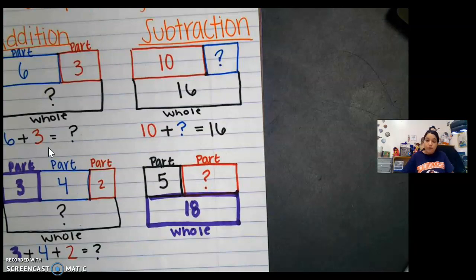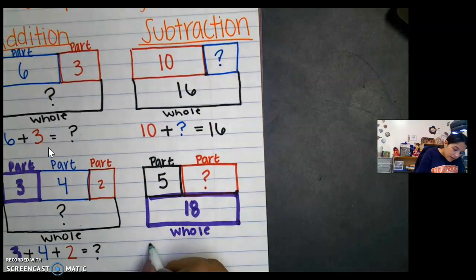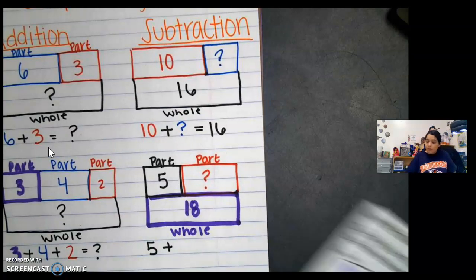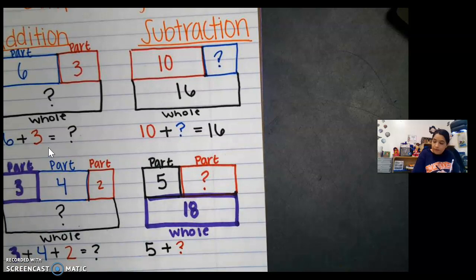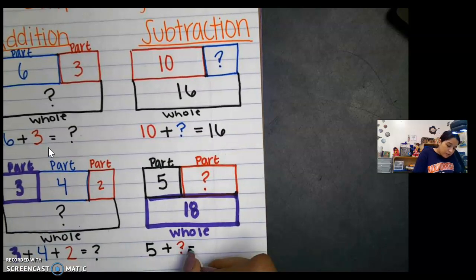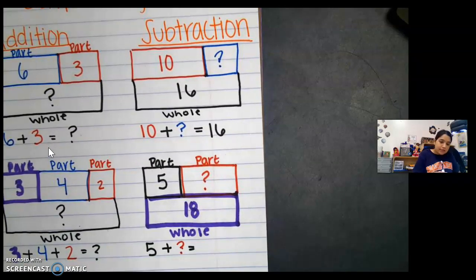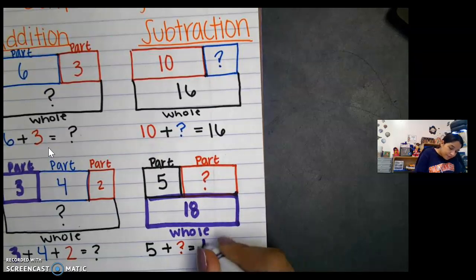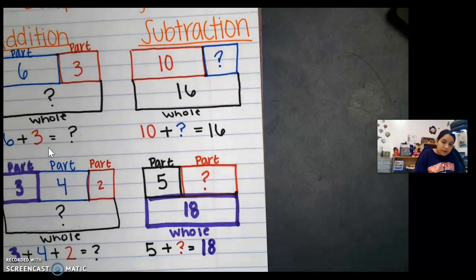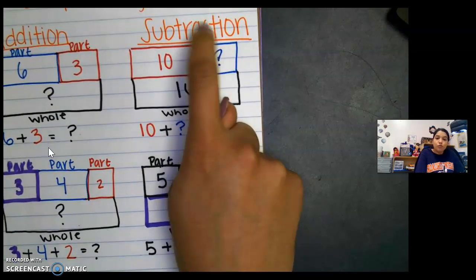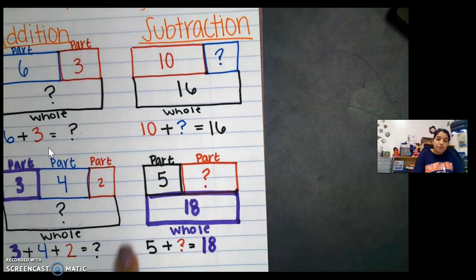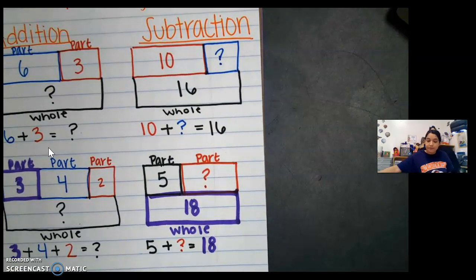So with our number sentence, we have 5 plus our mystery number, which we were able to solve, equals 18. So whenever we have our missing part, we subtract. That is a subtraction problem. We have our mystery number.